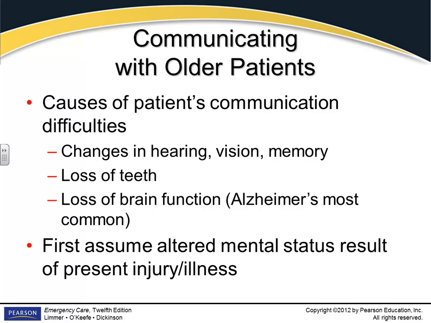First, assume altered mental status is a result of something present. And probably more times than not, an altered mental status is going to be an acute onset. You're going to have some patients that have some kind of dementia or other issues of that sort, but more commonly, you're going to find it's acute onset. So don't automatically assume, well, they've got dementia, they're just not getting this. Make the assumption on the other side of that: that there is something acute, that there is a medical or trauma issue causing that altered mental status.